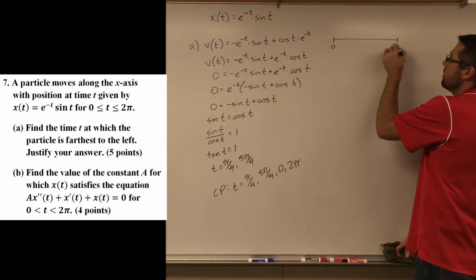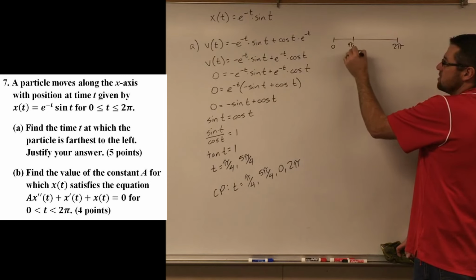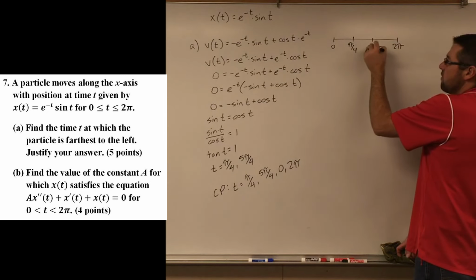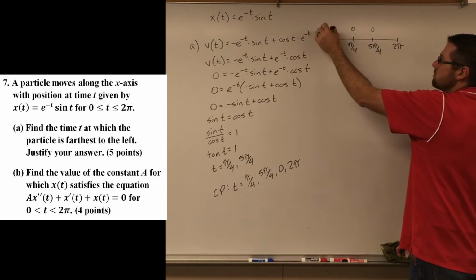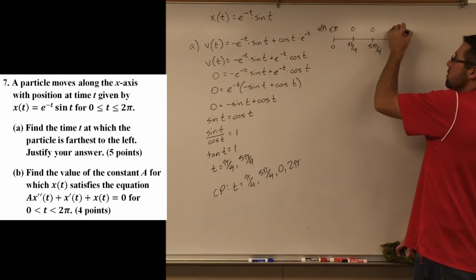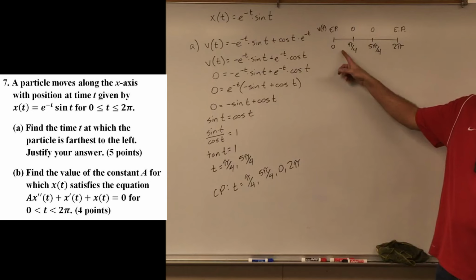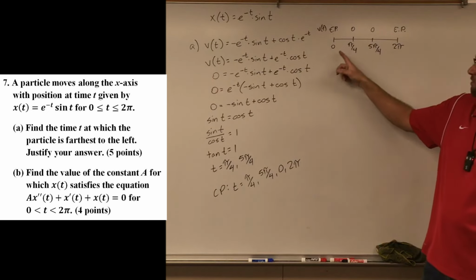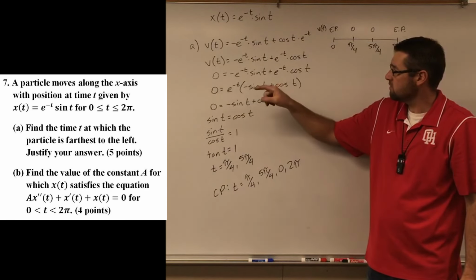0 and 2 pi. And we get what, pi over 4? Somewhere in there. And 5 pi over 4. So this is when velocity is 0. And these are endpoints. So what's a good number to pick, maybe? Pi over 6. So this is always positive.